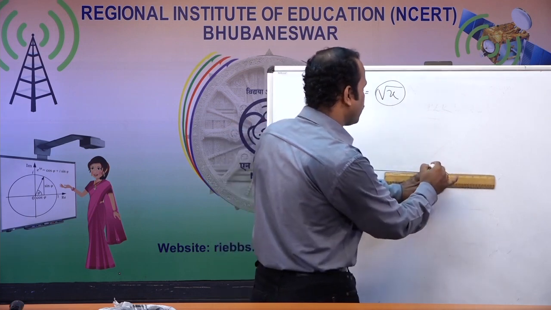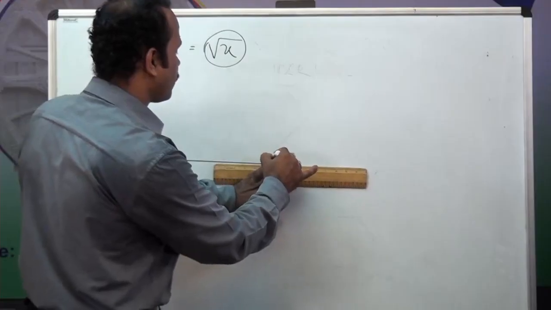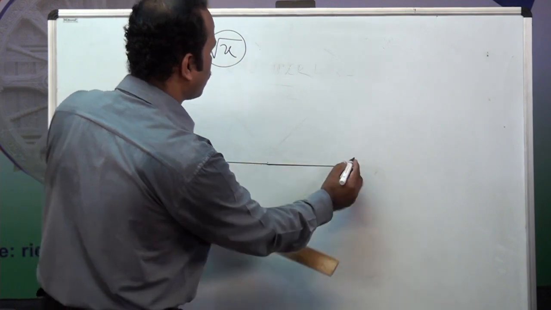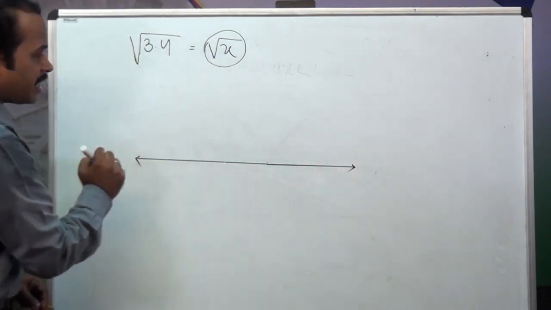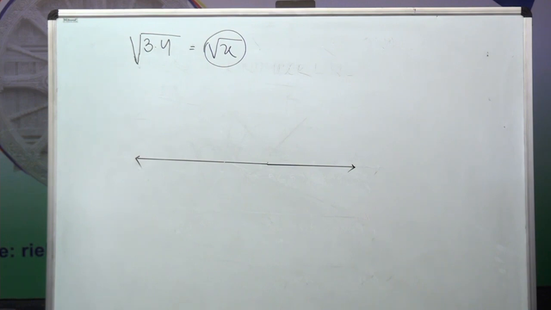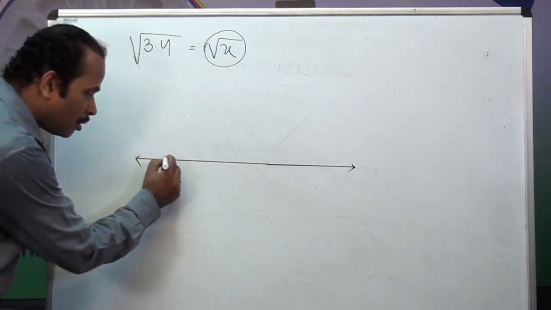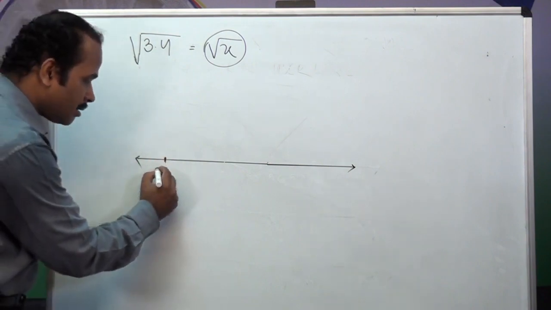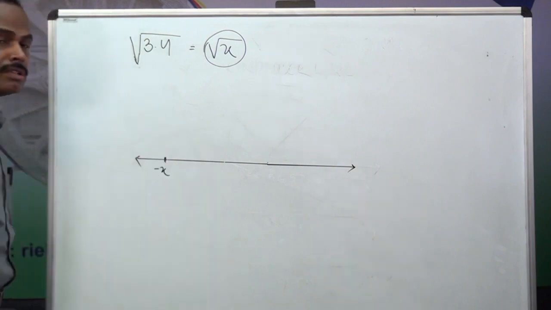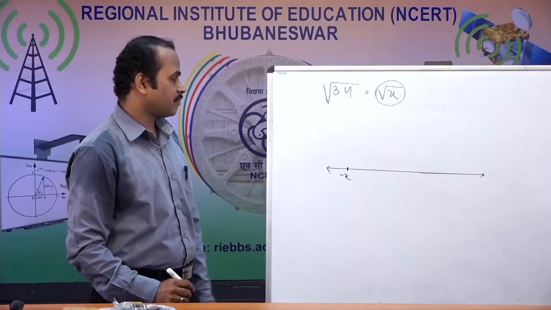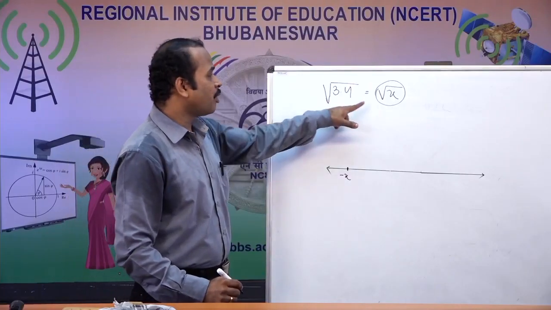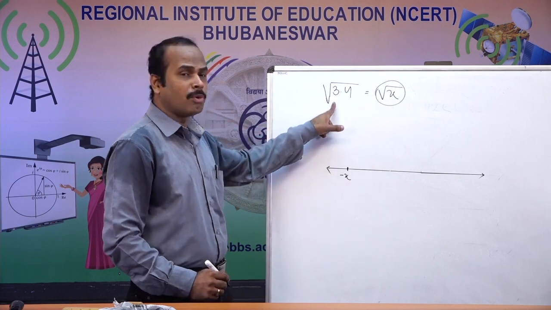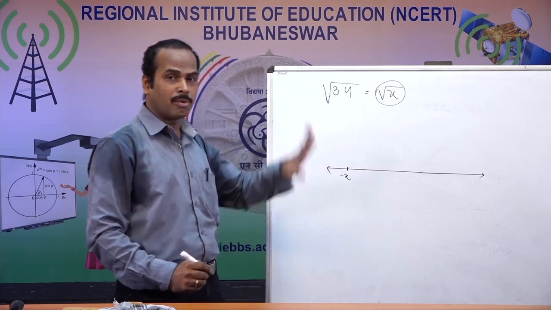Let us select a number line first. I have selected a number line here. Then through this number line, let me find a point here. Let me take this point as minus x. On the number line, this point is minus x. Minus x means, if this value is 3.4, I have taken it as minus 3.4.